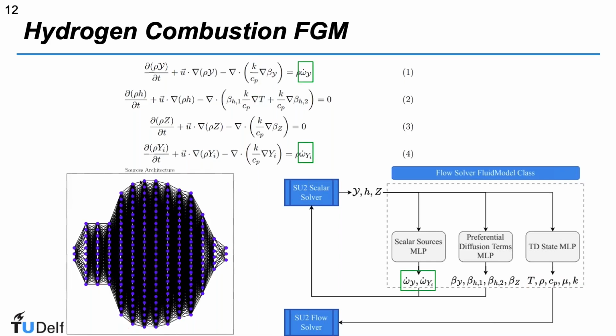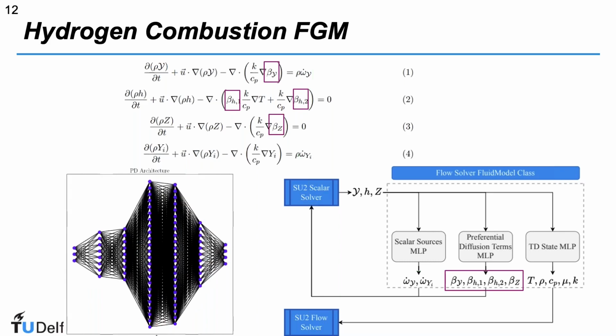The second MLP was used to interpolate the reaction source terms. These are kind of pesky terms. They are very nonlinear and have a lot of bumps. So the network architecture for this one is a little bit bigger. It contains more neurons. And the final network architecture interpolates the preferential diffusion scalars according to the model devised by Nijso and colleagues. These terms basically generate the local variances in equivalence ratio that occur in hydrogen combustion.